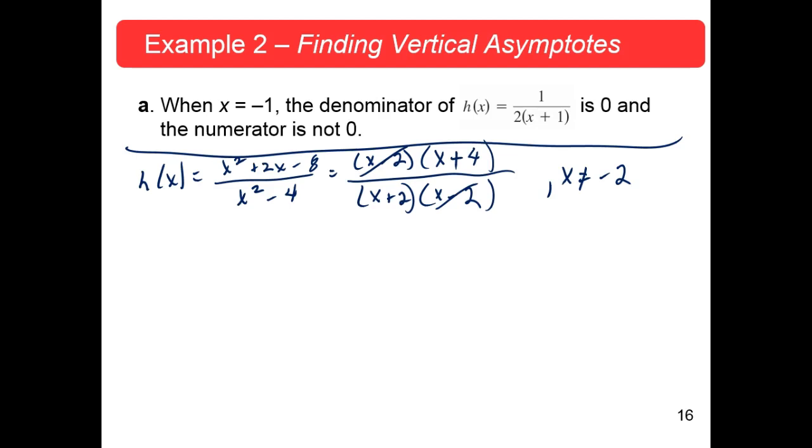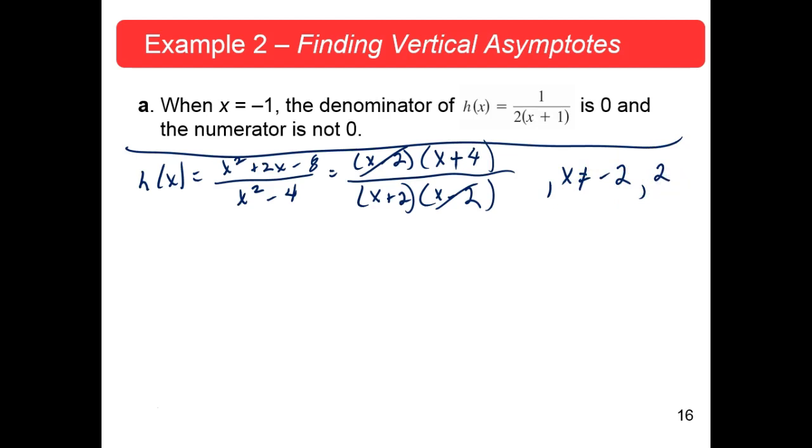Actually, x can't be 2 either, so they sort of had that right, but it can't be negative 2 as well, okay? I would have said both of those. In fact, I think I will put that in. X cannot equal negative 2 or 2. But the x equal 2 is not a vertical asymptote. There's your vertical asymptote, but x can also not equal positive 2, but that's not a vertical asymptote.